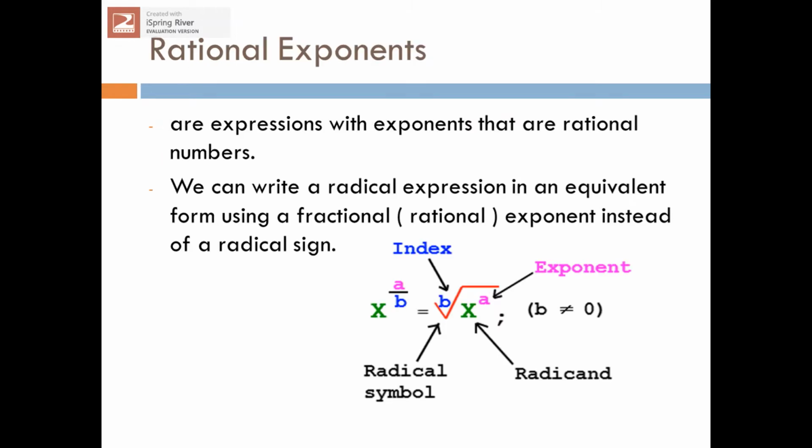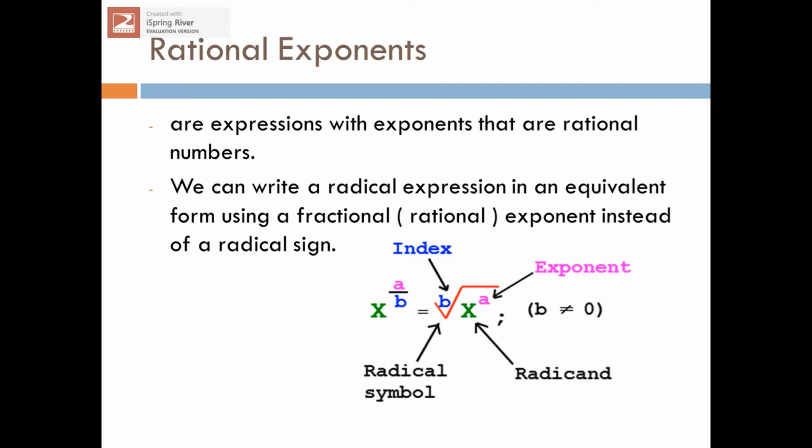Rational exponents are expressions with exponents that are rational numbers. We can write a radical expression in an equivalent form using fractional or rational exponent instead of radical sign. For example, we have x raised to a over b. We can rewrite that as bth root of x raised to a, wherein b should not be equal to 0.